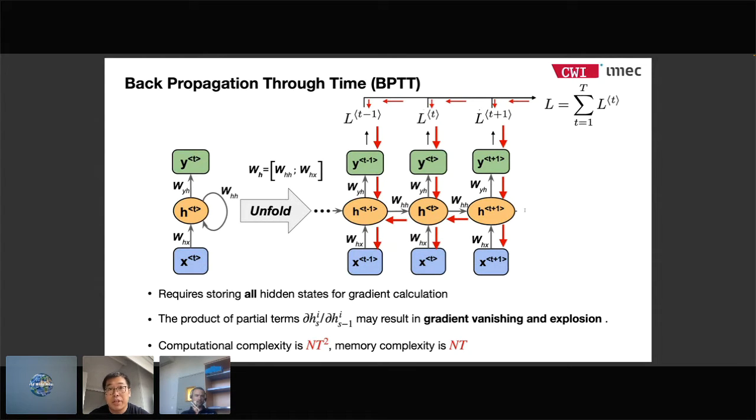The second problem is the existence of the sum of products in the temporal dimension of the gradient calculation. They may result in gradient vanishing and explosion.